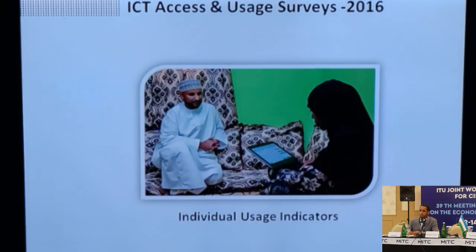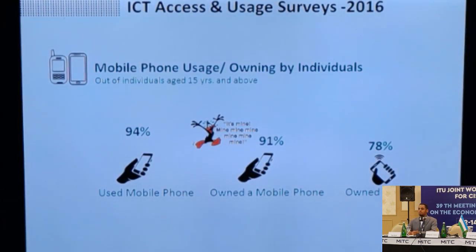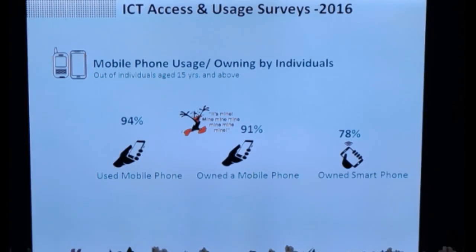So now we are going to look at some results at the individual level related to usage. Using a mobile phone in Oman is very common. 94% of individuals use a mobile phone, and 91% own a mobile phone. At the same time, those who own a smartphone are 78%. These indicators make sure that the IT, Information Technology Authority, can implement or encourage people to use e-government services very easily.